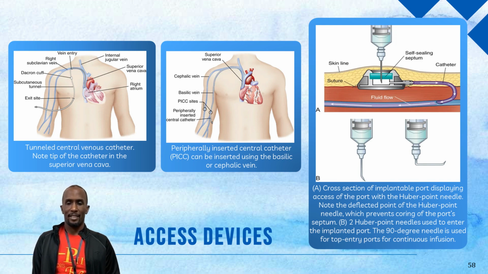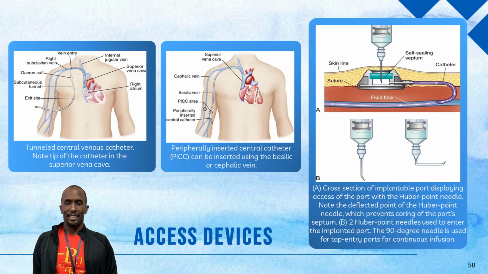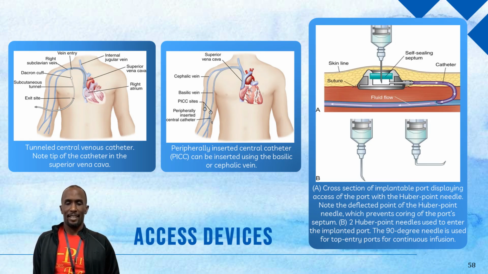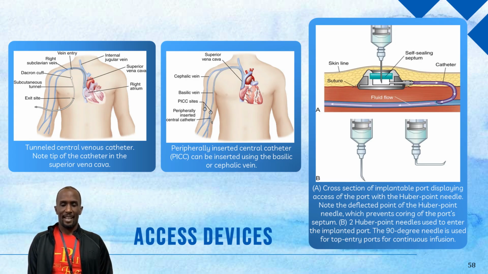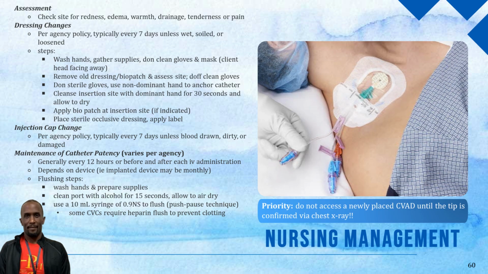First, the tunneled central venous catheter, where the tip is positioned in the superior vena cava for long-term access. Next, the PICC line, which is inserted through the basilic or cephalic vein and advanced into the superior vena cava. Finally, the implanted port. This is placed under the skin and accessed using a special Huber point needle. The needle's angled tip prevents damage to the port's septum. Ports are especially useful for patients needing long-term therapy, such as chemotherapy, since they remain hidden under the skin when not in use. Now let's go over assessment and care for central venous catheters.